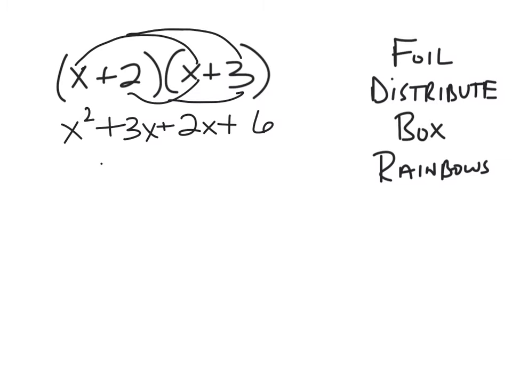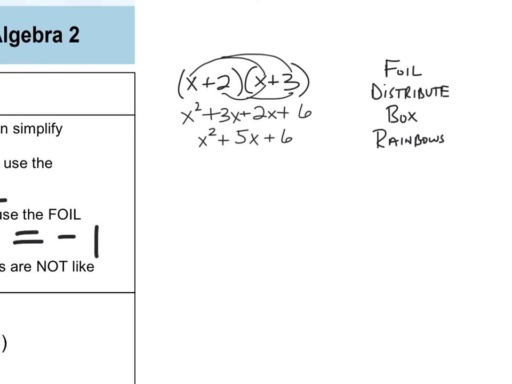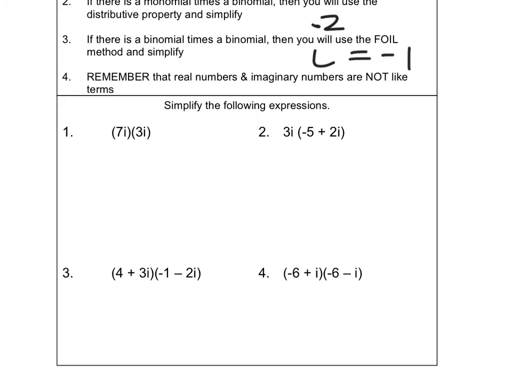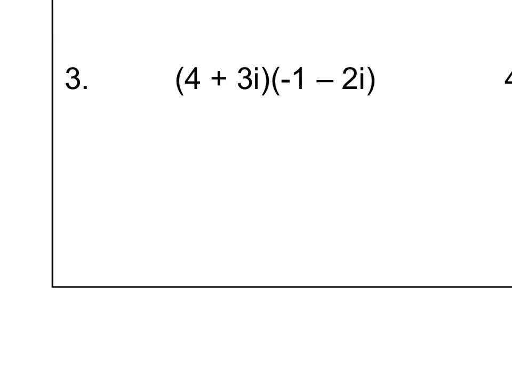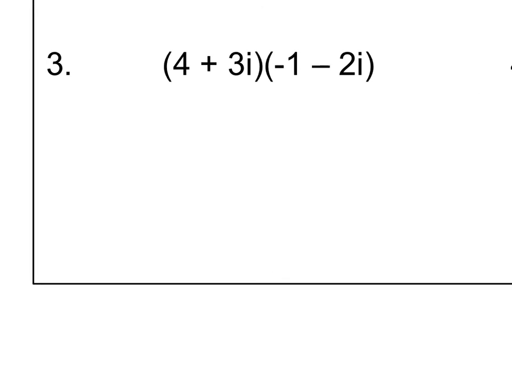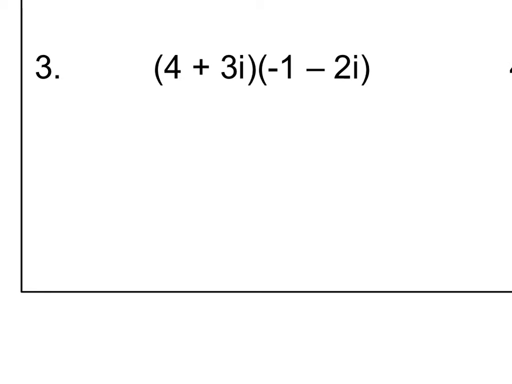Then I'm going to combine my like terms, like so, and I have now FOILed. Distributive property is very similar. Box method, rainbows, those are all the same kind of method. Now when we look at doing this with imaginary numbers or complex numbers, it's the exact same process, guys. It is not anything different. So I'm going to use the FOIL method here.